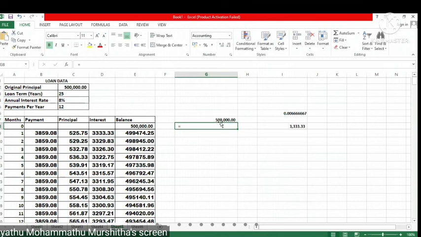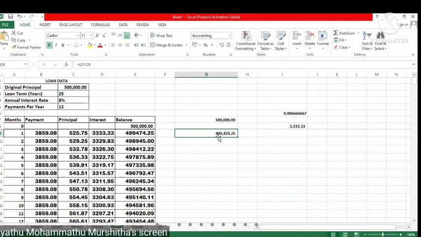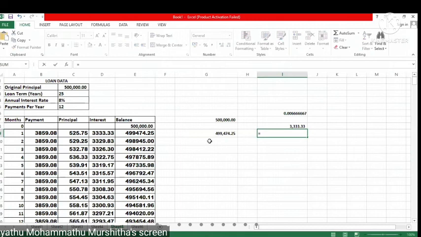So equal this 5 lakhs, equal 5 lakhs minus this one. So what is the amount balancing? 4,99,474.25 is the balance remaining.